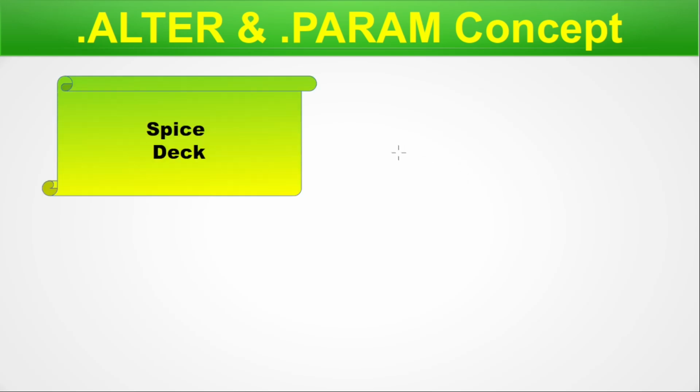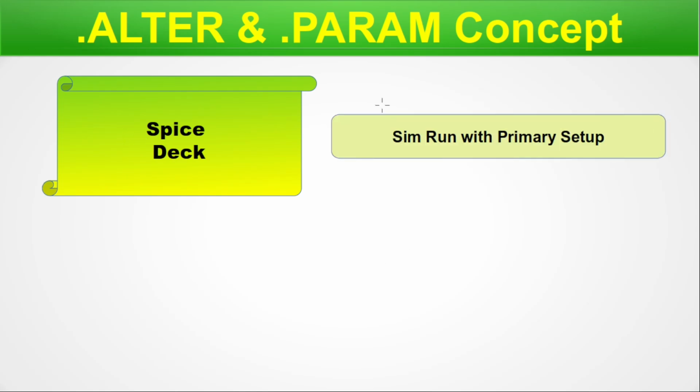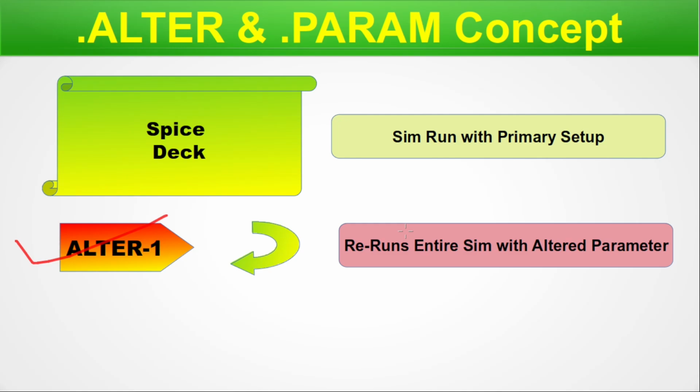Here is your spice deck, which you have written in your analog design. Now, simulation will run with the primary setup. That means whatever you have written here, all the statements, all those will run with the primary setup. Now, when the alter comes into the picture, first change, which you have already included using the alter, what will happen? The simulation will rerun with the altered parameter. Here comes the word parameter, and that's why we are using the dot param.